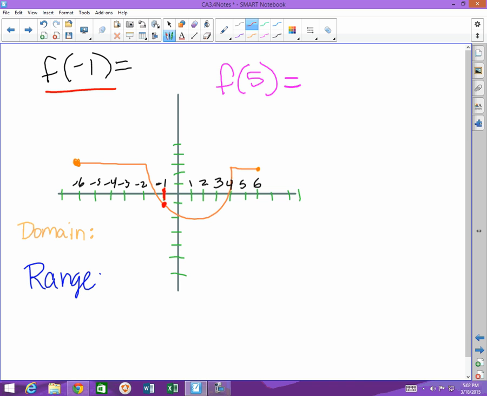So what is this value? Well, it looks like it's approximately negative 1.1. You just have to estimate unless it gave you the coordinate here. And then this one says f of 5, so now we would go over to 5, and that value up here looks like it is 3.